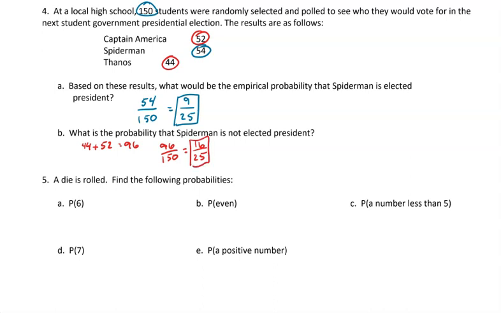The other way that we can think about it is, if we already know that 9 out of 25 is the probability for Spider-Man, then if we just do 1 minus that 9 over 25, we also get straight to our answer. Either one works, you're going to get to the same place either way.